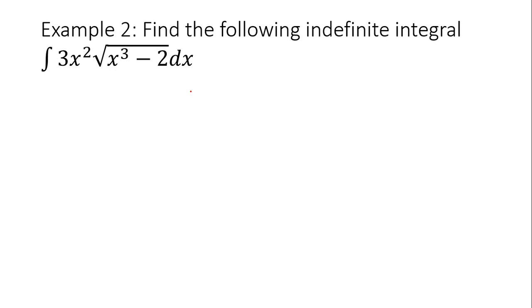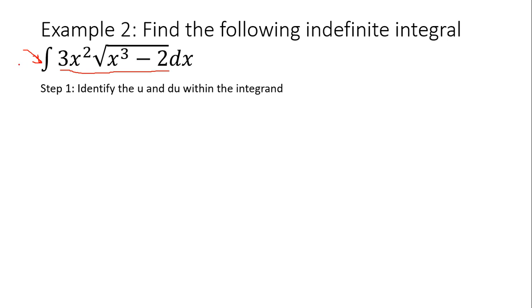Now we're going to do another example. This one has a square root in it. Don't get scared by the square root. The first thing you're going to do is identify the u and du within the integrand. So this is the integrand. Remember, the integrand is what's being plugged into the integral sign.